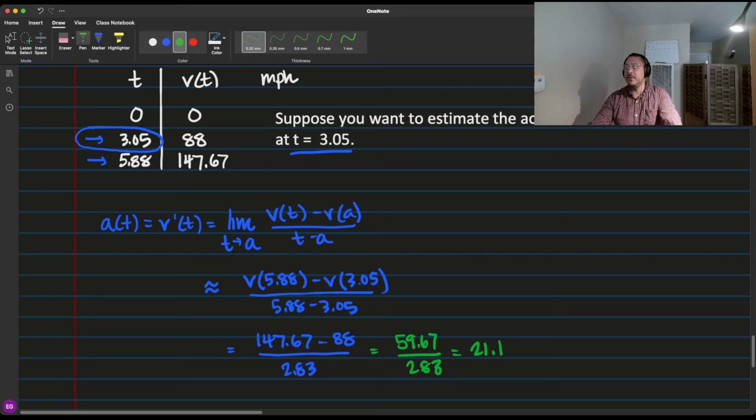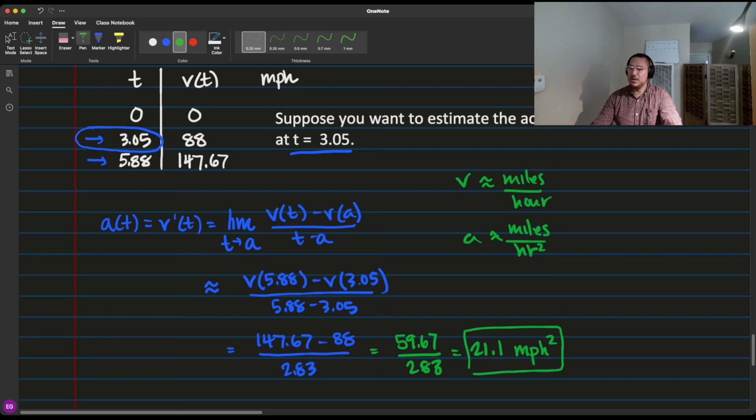So what does this mean? If your velocity is in miles per hour, then your acceleration would be in miles per hour squared. So your acceleration is 21.1 miles per hour squared. That is a nice estimation of the acceleration at that moment in time.